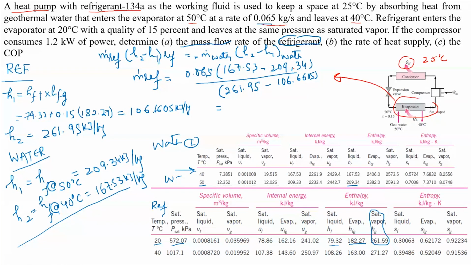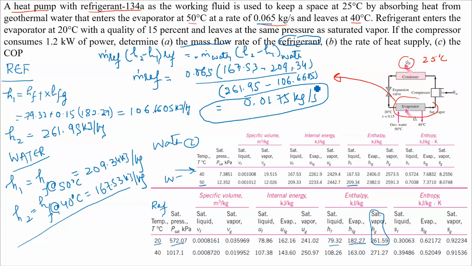Let me calculate. 167.53 minus 209.34, into 0.065, divided by 261.95 minus 106.6605. So this comes out to be 0.0175 kg per second. This is the mass flow rate of the refrigerant. Is this clear to you?